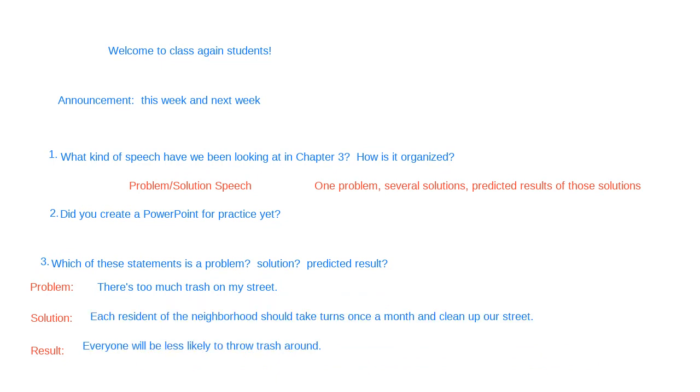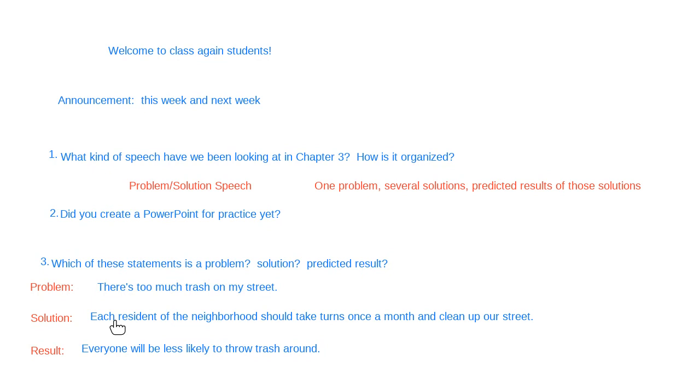We're just doing a little warm-up activity here to review the type of speech that we need to do for Chapter 3. So what we have here, the problem is there's too much trash on my street. This is just an example, right? I'm letting you choose your own topic as long as it's a problem, a current or a future problem, right? And it has solutions. So that's what we're looking for. Problem. Here's an example. There's too much trash on my street. Solution. Each resident should take turns and clean up our street.